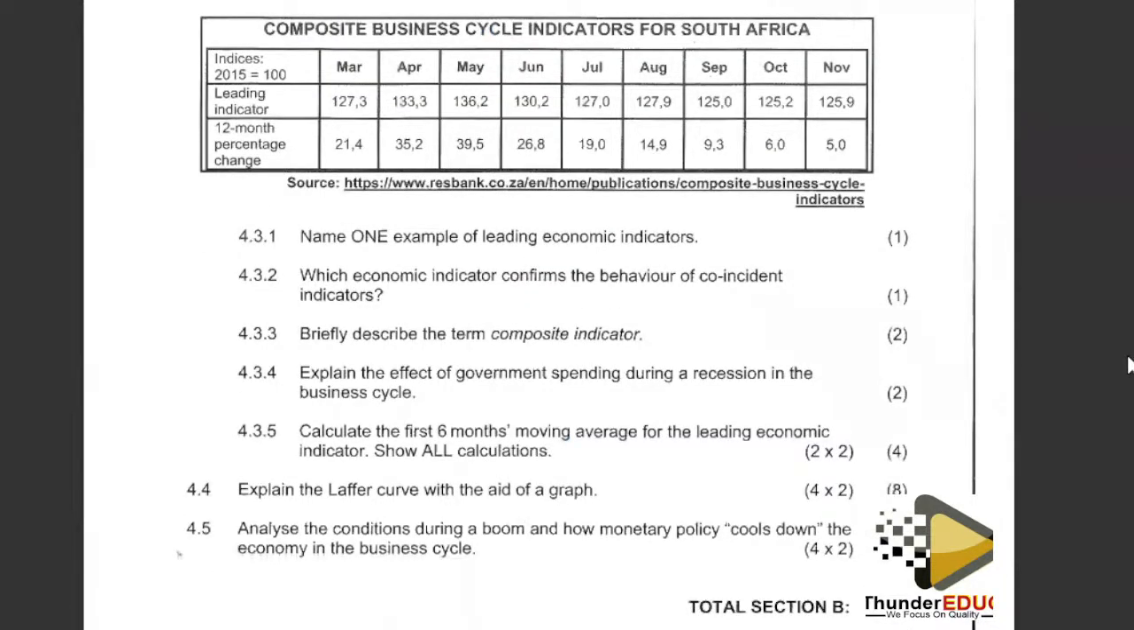Okay, right, Grade 12. Now let's move on to the next question, 4.3. And 4.3 reads as follows: Study the information below and answer the questions that follow. We are given the table there, so we have to study the table given. We have composite business cycle indicators for South Africa. Now I will explain the composite, and also I will explain the business cycle.